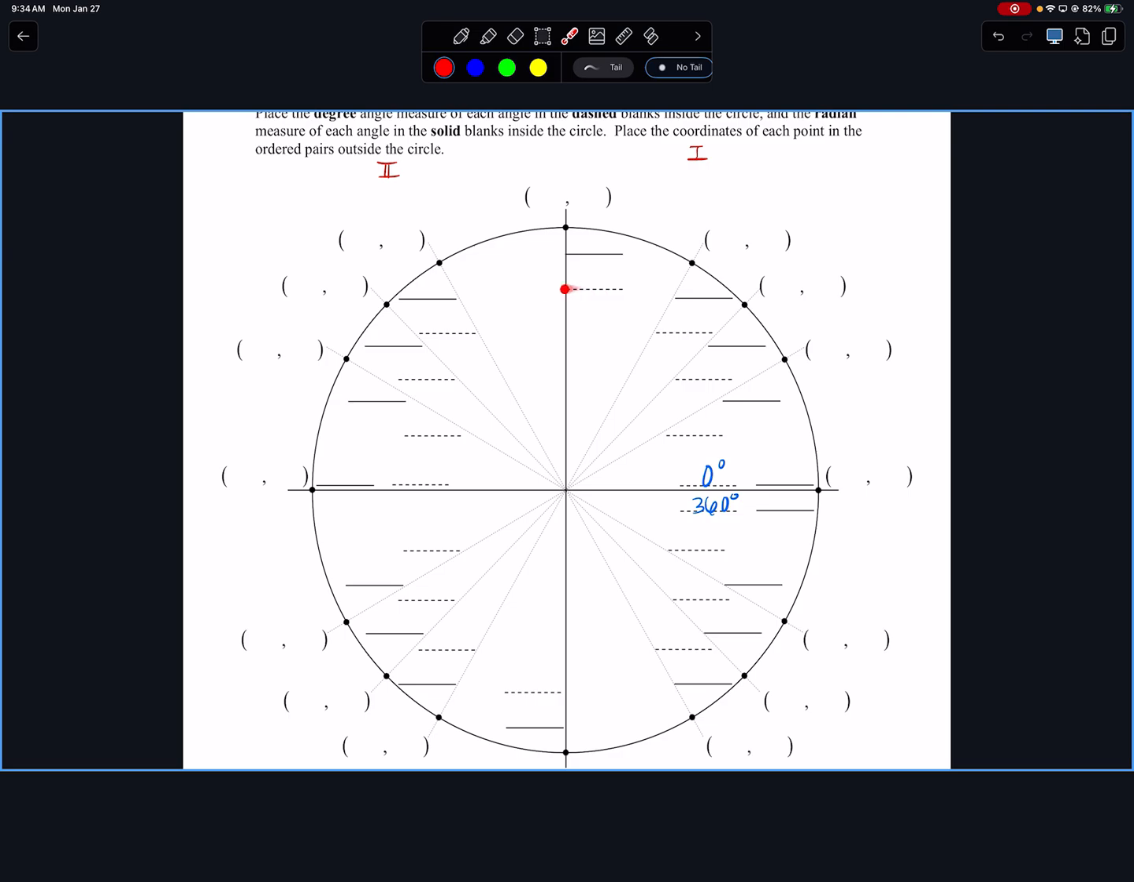Half of the circle would be how many degrees? 180. Okay. Half of half would be 90. Then, if this is 90, what would half of 90 be? 45. So the angle in the middle is 45 degrees.